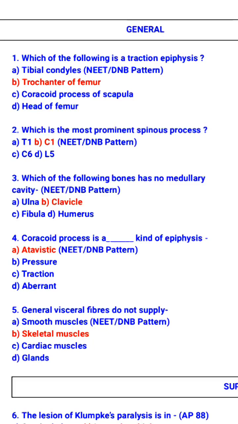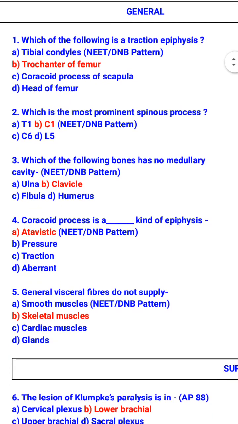Which of the following is the traction epiphysis? Trochanter of femur. Which is the most prominent spinous process? C1, that is cervical one. Which of the following bones has no medullary cavity? Clavicle. Coracoid process is an atavistic kind of epiphysis.